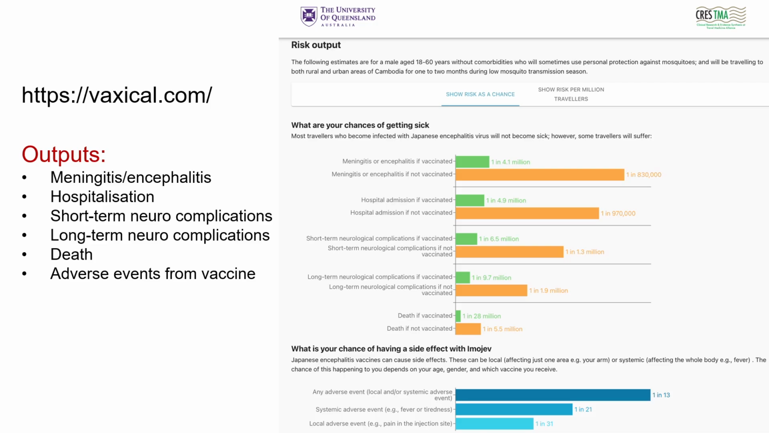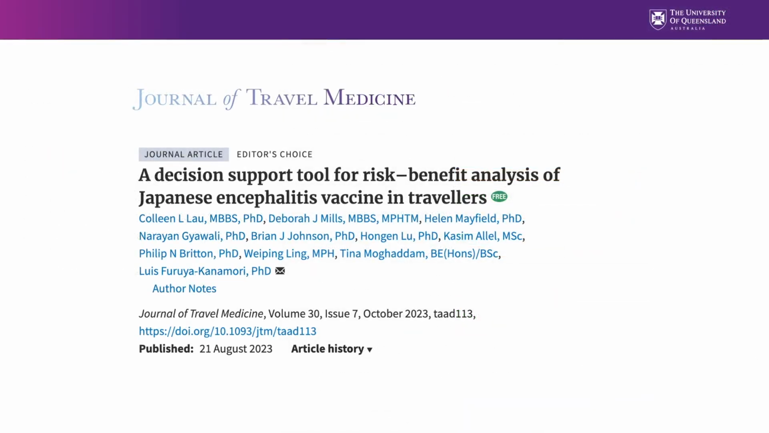The orange bars are for people who are not vaccinated versus the green bars where they were vaccinated, and the outputs are related to meningitis, encephalitis, hospitalization, death, complications, and also blue at the bottom are the adverse events from the vaccine. So these are, again, freely available to anybody, and if you want to have a read about it, it's published in the Journal of Travel Medicine.